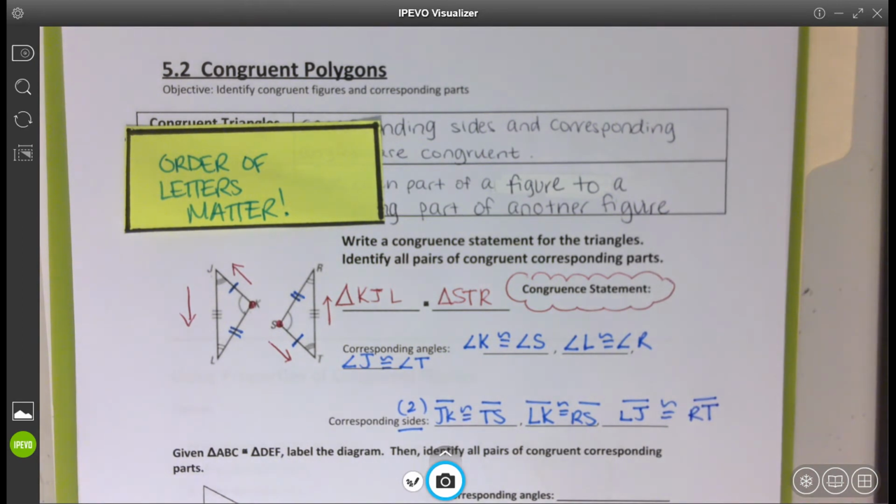All right, so I would like you to try to pause your screen and try the next example. Make sure you label your triangles before you start because all the letters are not there. And then unpause your screen and follow along to make sure you have the right answers.